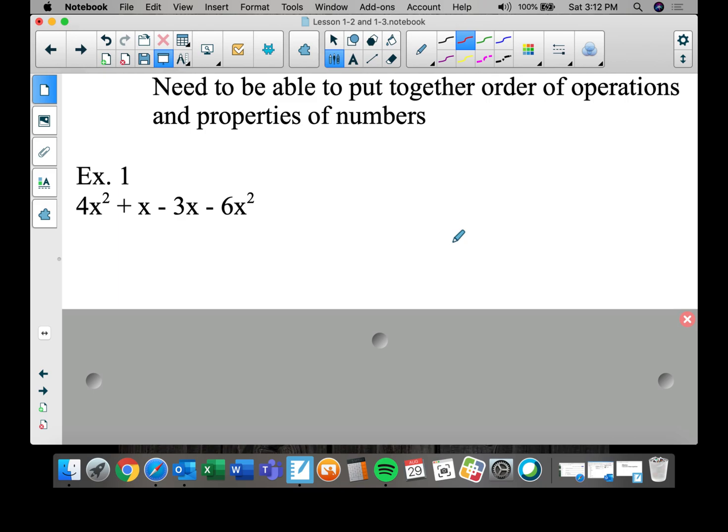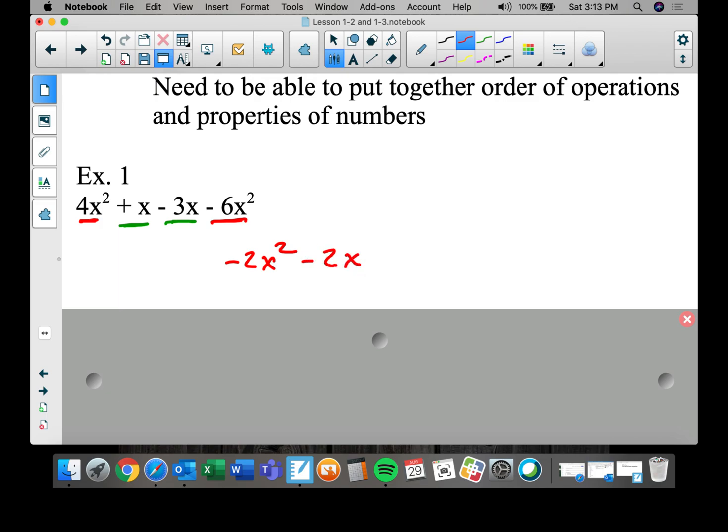So if we start taking a look, I've got 4 of these x squareds, and then I'm going to take away 6 of these x squareds. So if I put those two together, I would end up with 4x squared minus 6x squared. I get a negative 2x squared. Okay? Then I have a positive 1x and a negative 3x. Those two I can put together, and 1 minus 3 gives me a negative 2x.